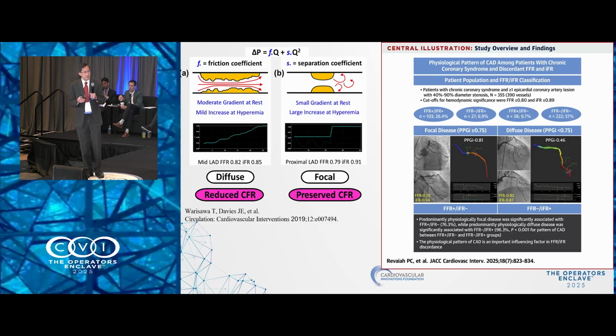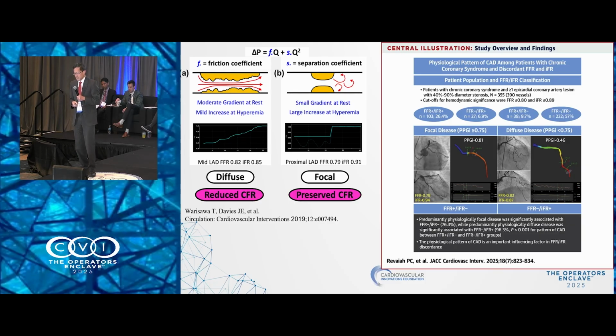So why does this happen? Focal lesions are more likely to have a positive FFR and iFR being negative, as opposed to diffuse disease, which tends to have iFR being positive with FFR being negative. This is because the separation coefficient is larger for focal disease, and you have a larger increase in flow with hyperemia in the focal lesions. This would honestly suggest that FFR may be better in identifying the focal lesions that we want to stent, whereas iFR may be more accurate in defining diffuse disease. Either way, a pressure pullback curve will give you more of a sense of that focality versus diffuseness.